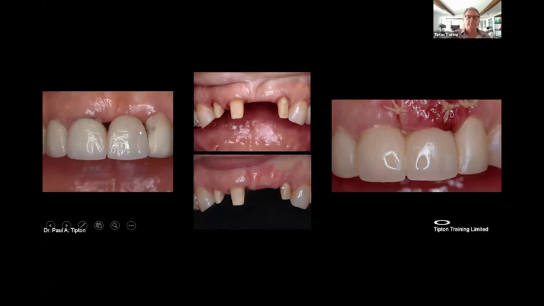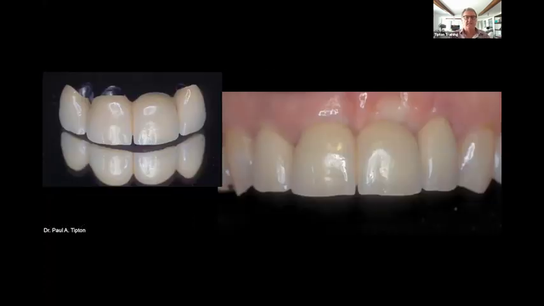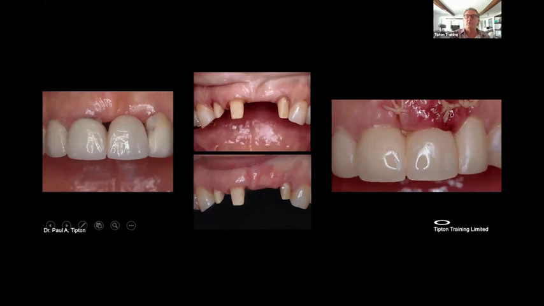So here is our definitive work. We've done our connective tissue graft, as you can see. We've taken a chunk of connective tissue from the palate and we've sutured it in place into this area. You can see the amount of bone volume that we've now added, and we're now working with the technician to create an ovate pontic site.